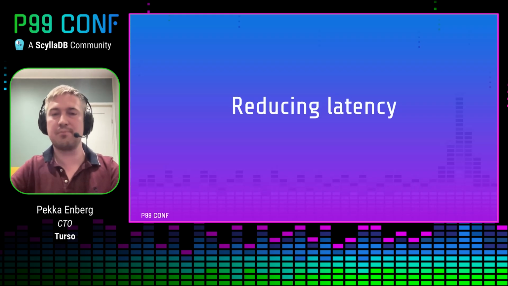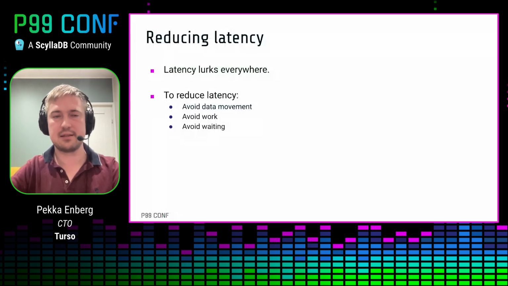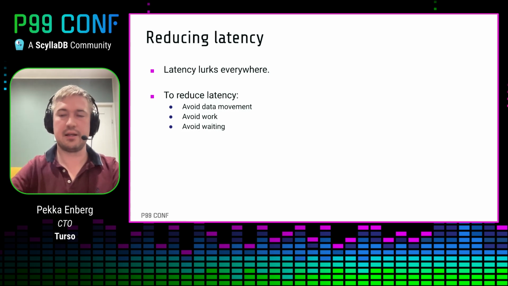So let's get to the most interesting part, I guess: reducing latency. Now we know why we care and we know how to measure it. So how do we reduce latency? The key thing, I think, is that latency lurks everywhere. Every part of your stack will have some component that has some variance in latency, and as we know, latency compounds, so they will contribute. I'm claiming that there are three main strategies to reducing latency: avoiding data movement, avoiding work, and avoiding waiting.